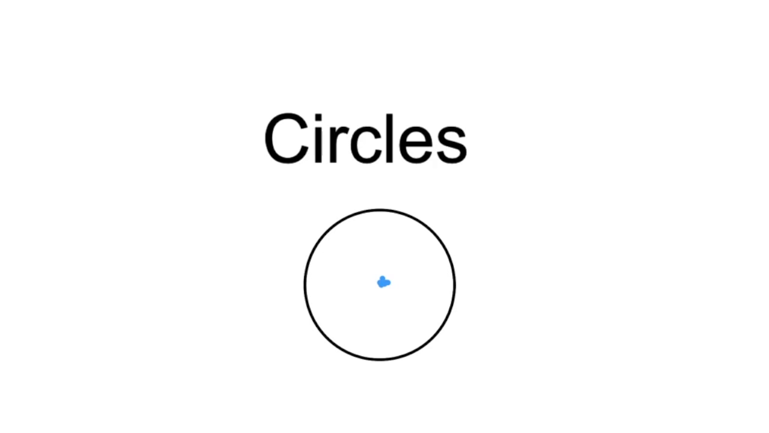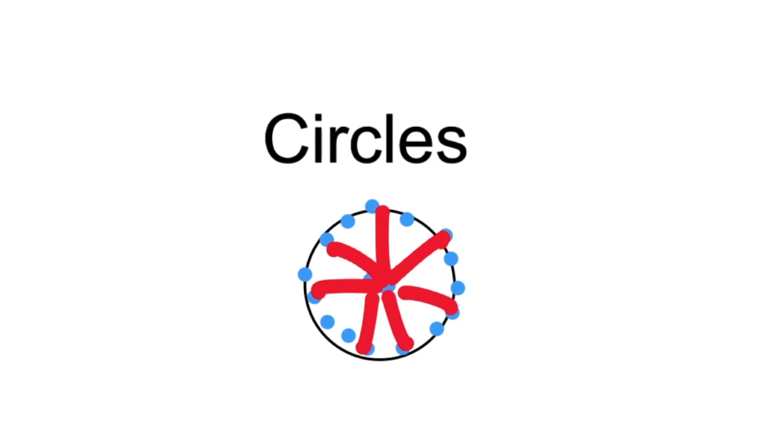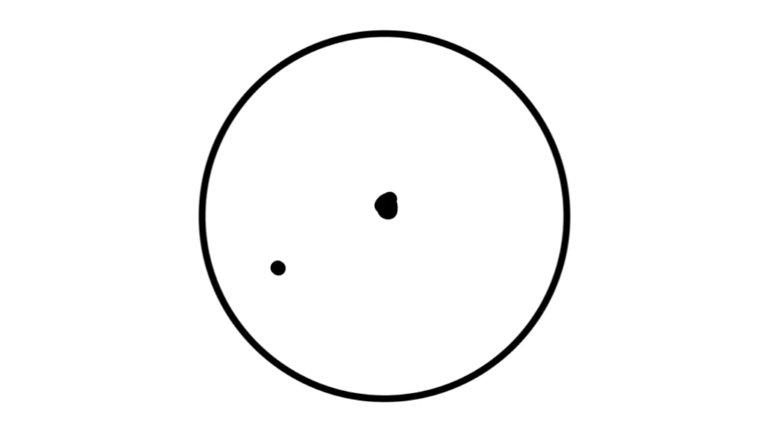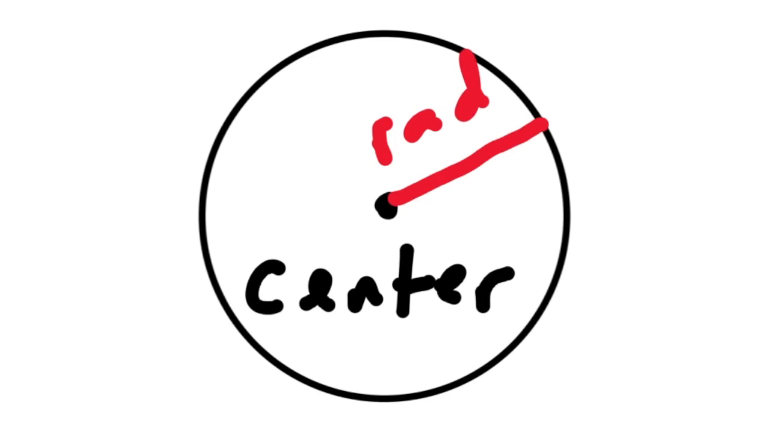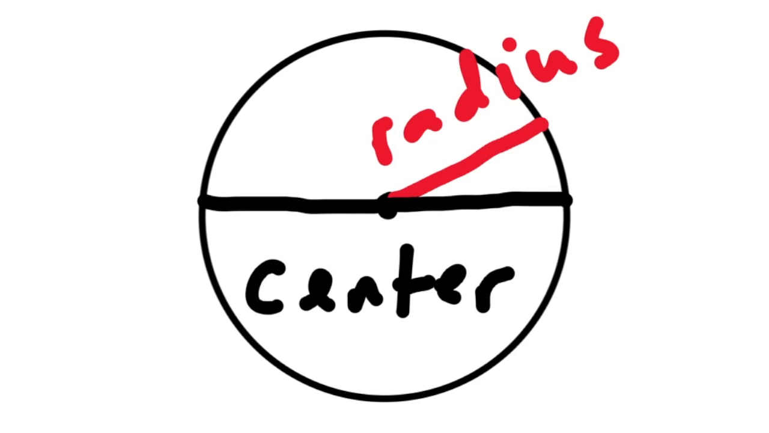Circles. Specifically, circles are the set of points that are the same distance from a center point. So all these points on the outside of this circle are the same distance from the center. The middle point is called the center point, and the distance from that center point to the circumference or perimeter is called the radius.